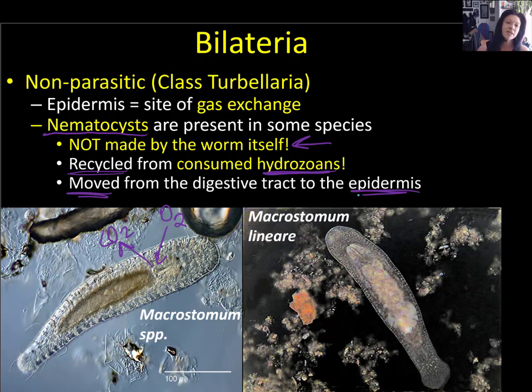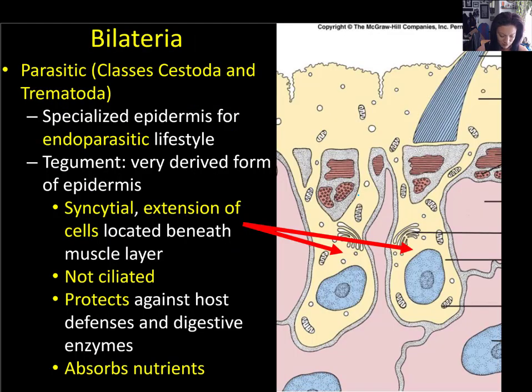All right, this is your baseline for comparison. These are our non-parasitic flatworms. Now let's take a look at how the integument of our parasitic flatworms differs from this. Remember that our parasitic classes of flatworm are class Cestoda and class Trematoda. Cestodes, again, are our tapeworms. Trematodes are our flukes.